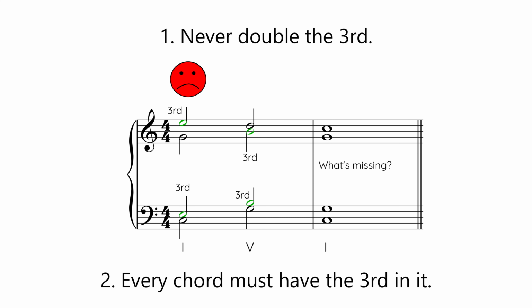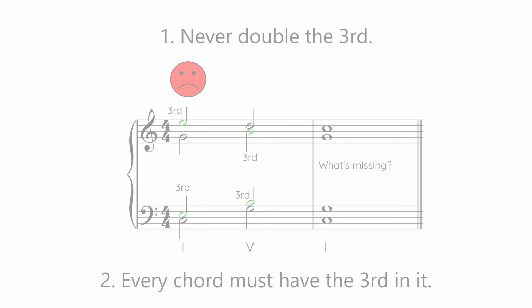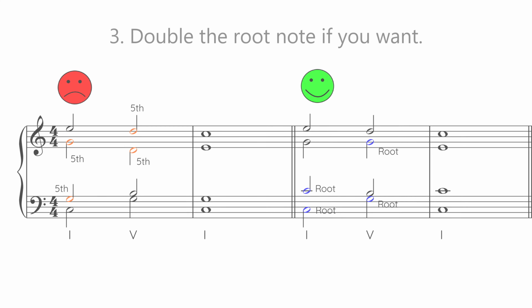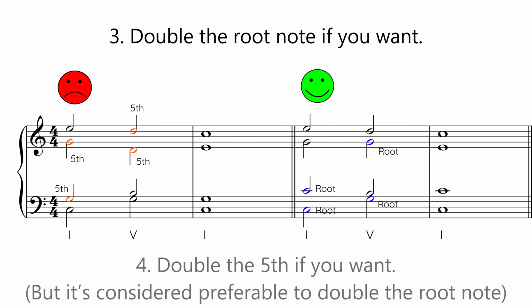Well, in that C chord, marked chord 1 in the second bar, still with the red face, what's missing? The third of the chord. There is no third. Again, a fail in terms of Bach. Rule 3, double the root note if you want. Rule 4, double the fifth if you want, but it's considered preferable to double the root notes.